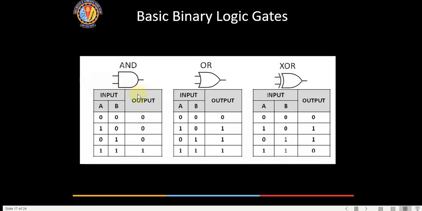Similarly, you have AND, and as the name implies, only when both A and B are 1, the output will be 1, whereas if any one of them is 0, it is 0. So this is an AND gate. Similarly you have an OR gate. OR gate is nothing but, even if one of them is 1, the output will be 1. And the third important gate is the XOR gate. XOR gate is different from the OR gate, because if both are 1, it will be 0. It will give an output only when one of them is 1 and the other is 0.